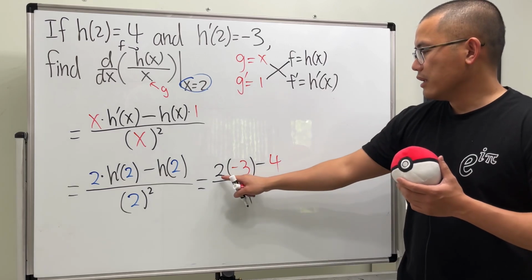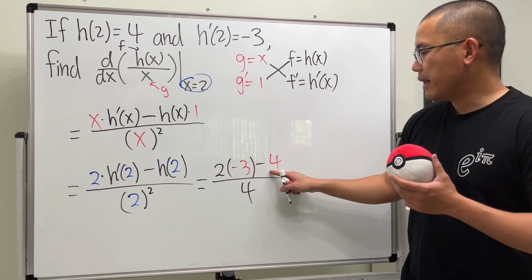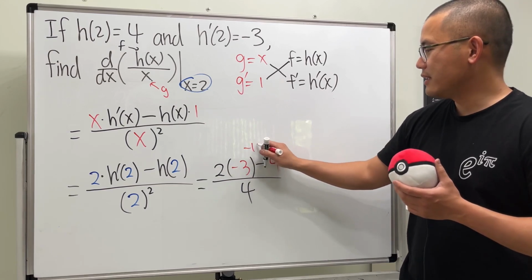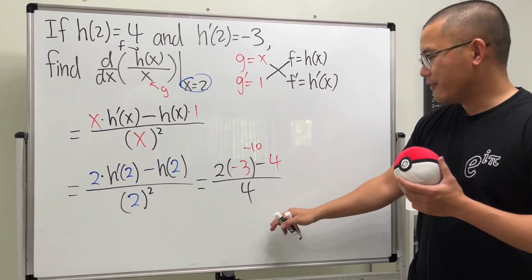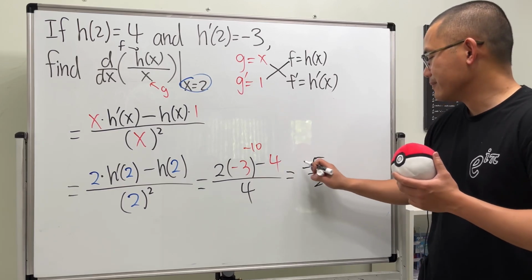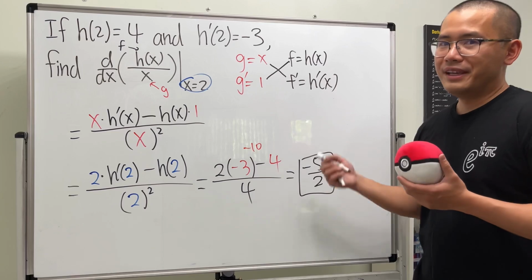And now check this out. This is negative 6 minus 4, which is minus 10, right? So we have negative 10 on the top, and then divided by 4. Reduce the fraction. All in all, we get negative 5 over 2. So that will be the answer for this one.